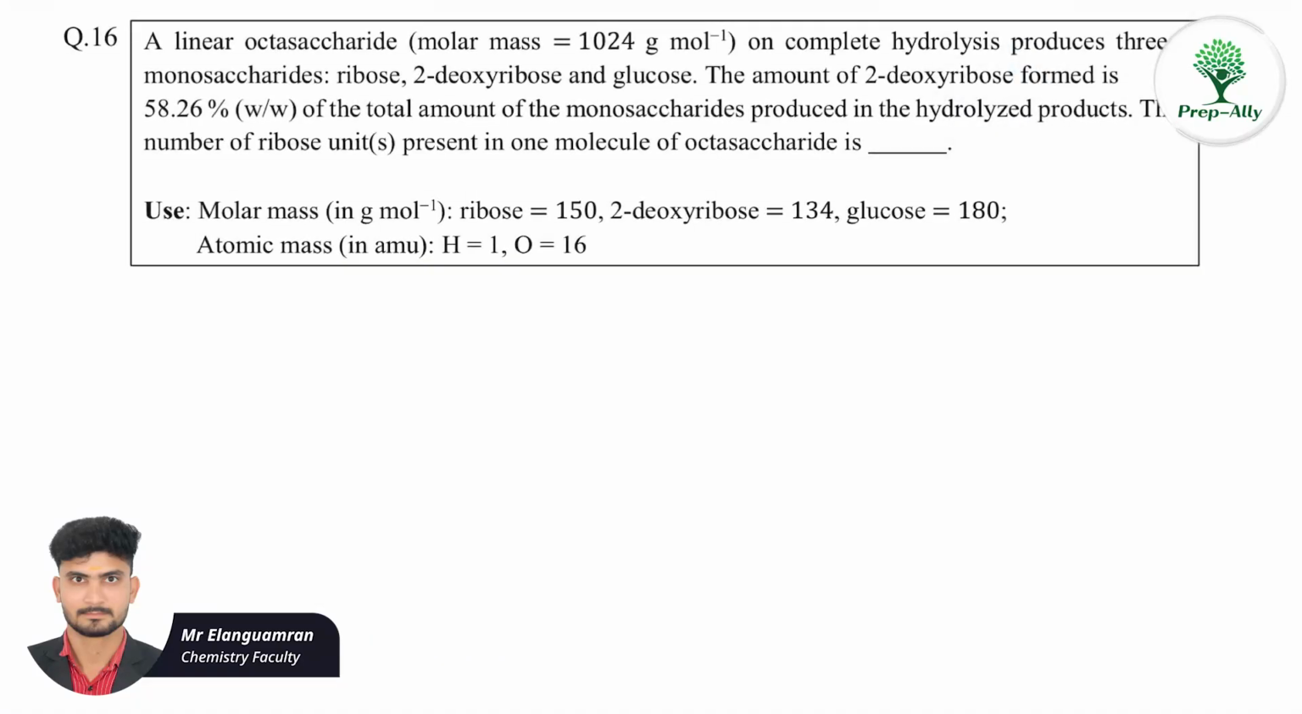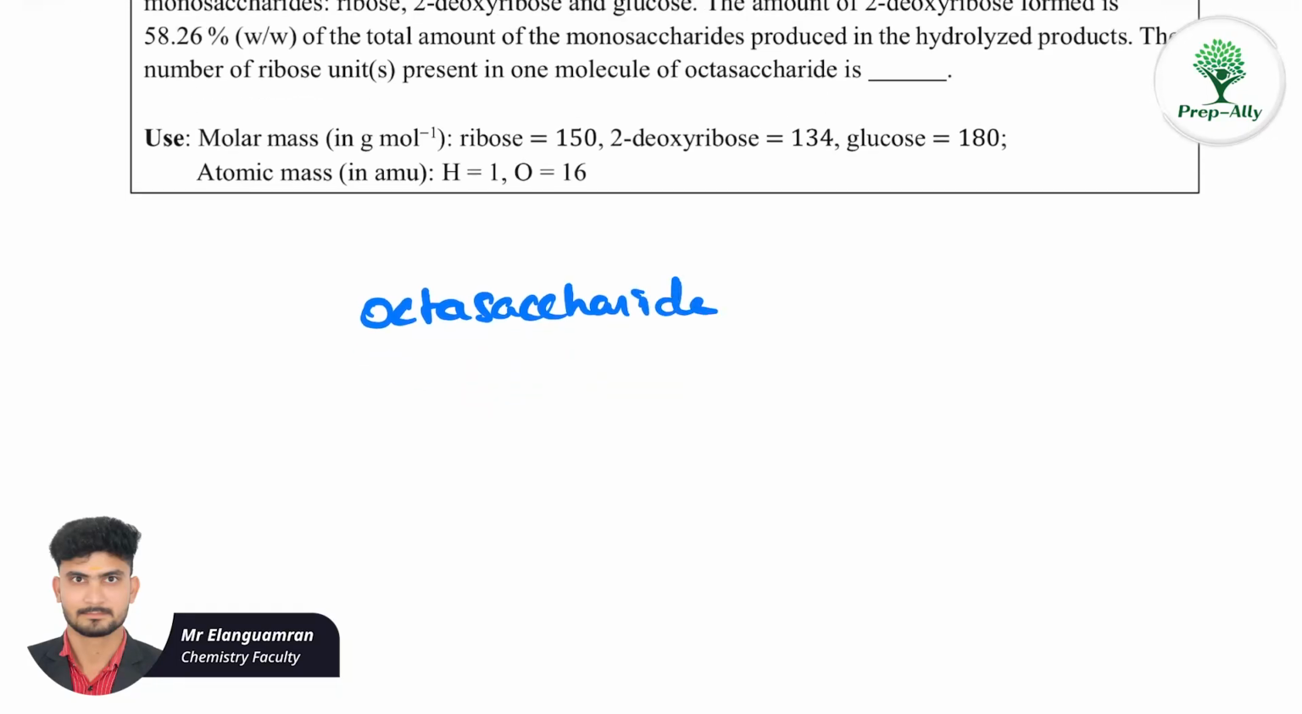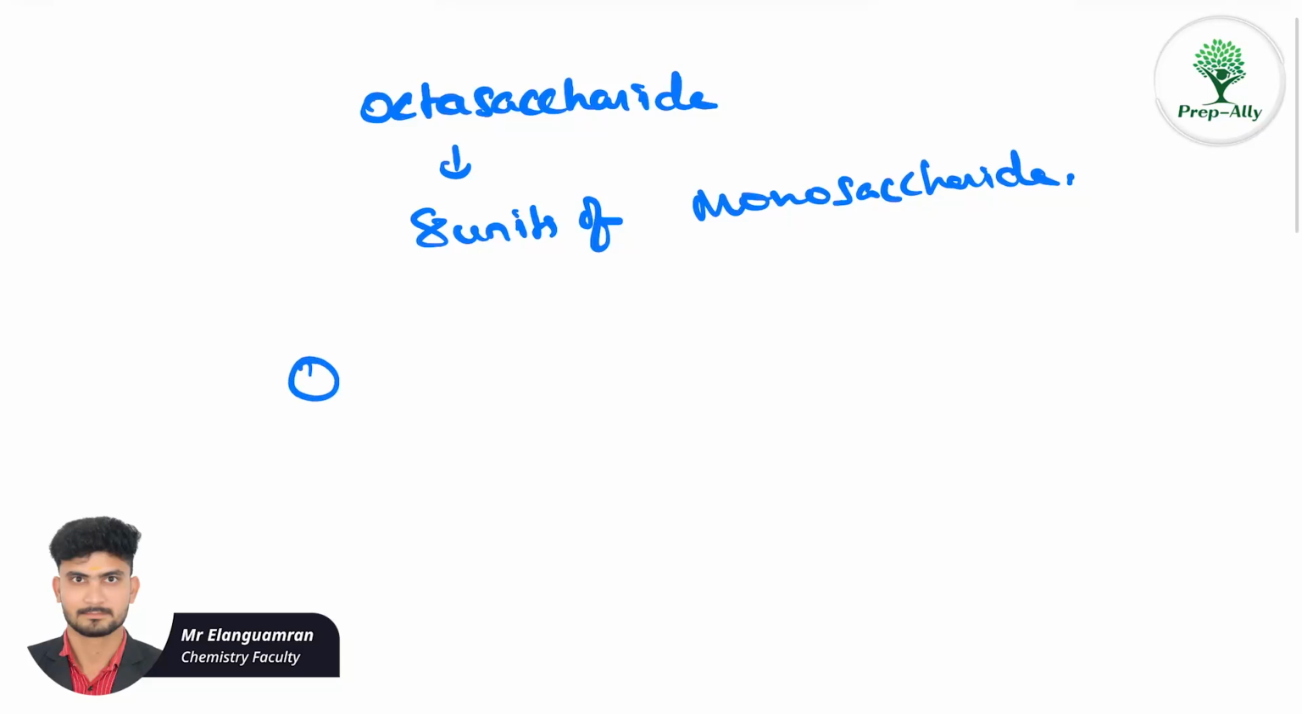A linear octosaccharide on complete hydrolysis produces 3 monosaccharides. So first of all, what is an octosaccharide? Octa means 8, that we already know. So it is nothing but 8 units of monosaccharides which are linked together by glycosidic linkage. Let me draw it first.